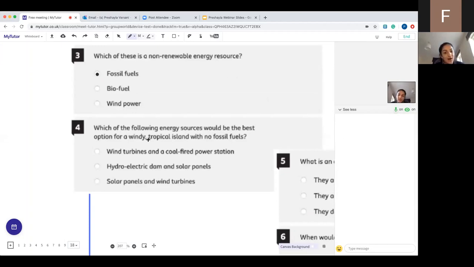Which of the following energy sources would be the best option for a windy, tropical island with no fossil fuels? Well, a windy island is obviously going to want to use wind turbines. That's going to be great for an energy resource. Tropical island means that it will be quite hot, so solar panels might be a good option. However, it doesn't have fossil fuels, so we can cross this one out. And so we know that solar panels and wind turbines would be our best option: solar panels because it's tropical, wind turbines because it's windy.